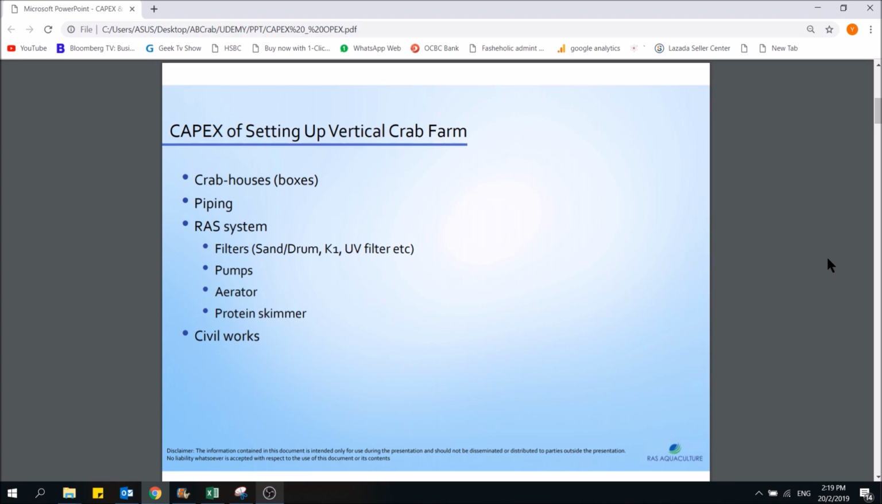You would also need to perform some sort of civil work on your site to ensure that you have a sufficient elevation for the boxes in order for the fluids to flow from the boxes into the pond.